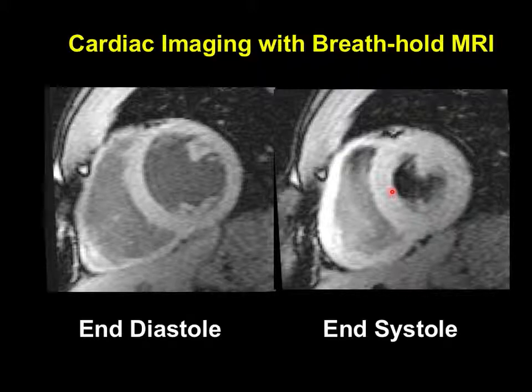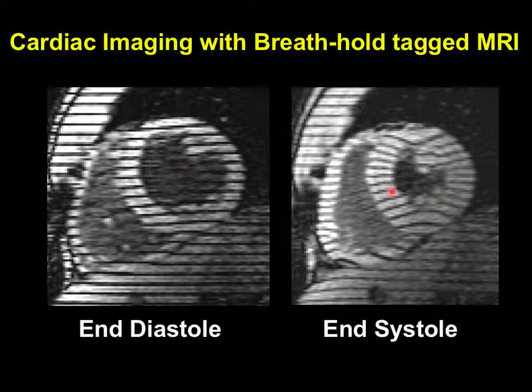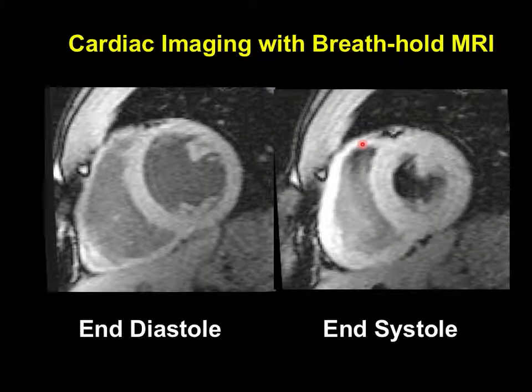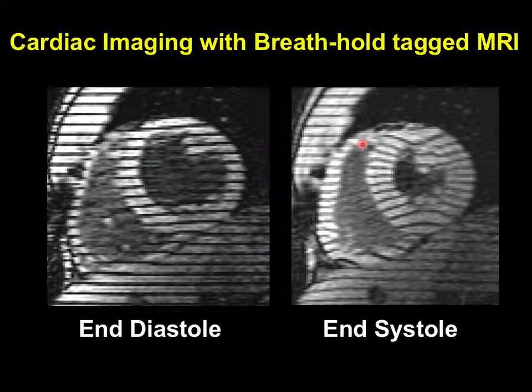The other thing we can do with MR that we can't do with echo or CT for that matter is we can apply markers to the tissue using the MR methodology itself. So this is the same person imaged twice. This is imaged without a technique called myocardial tags, and this is with the tags applied. These are two separate MR acquisitions. These tags were not put on here by image processing tricks. That is the object now that we're imaging.